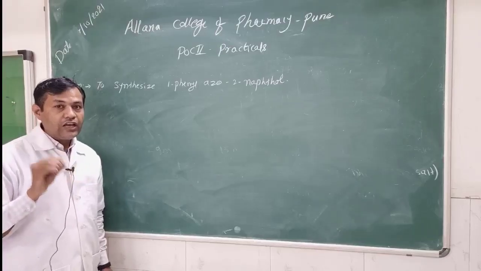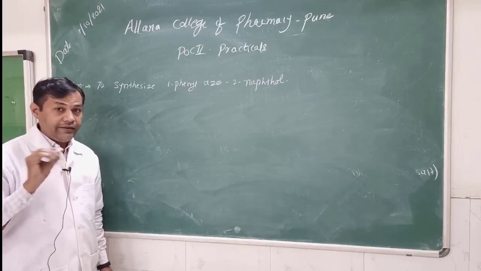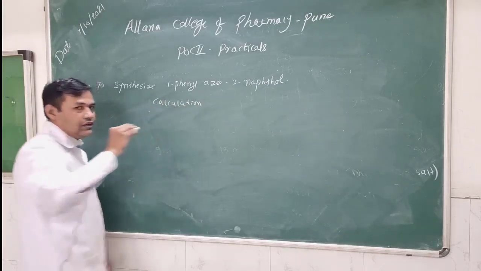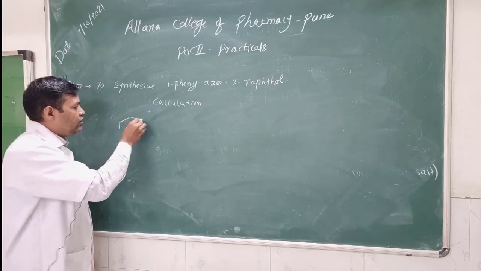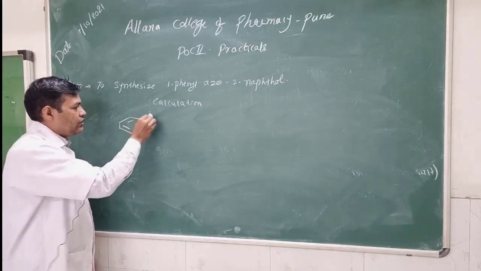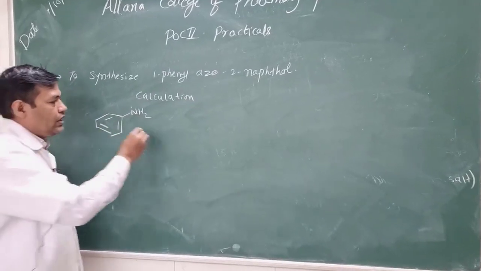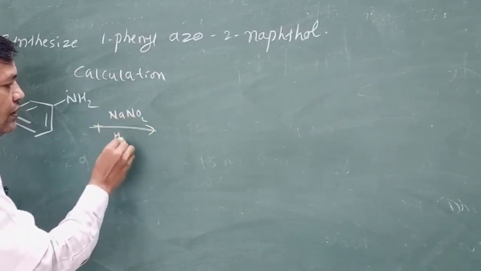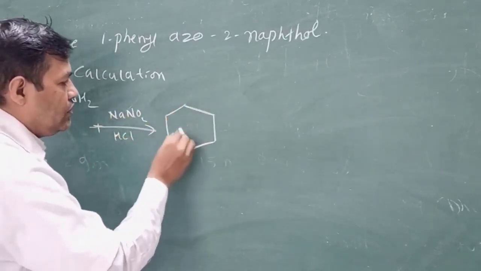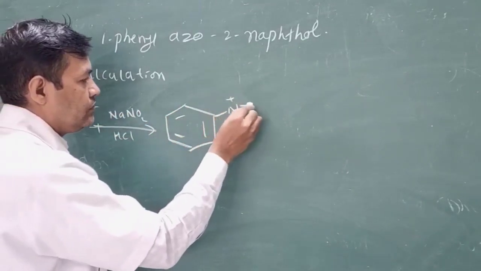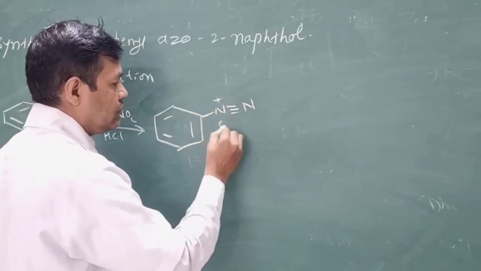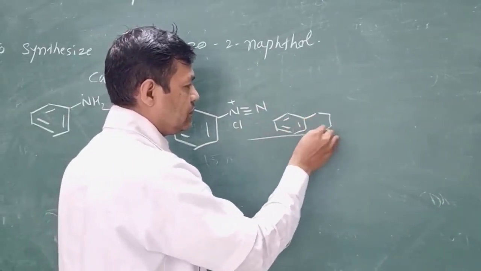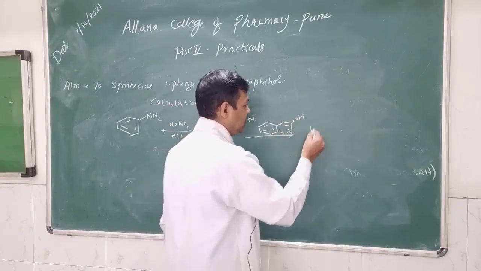Now let us see the calculation part, that is finding out the theoretical yield. Okay, so calculation of this experiment, of this synthesis. So if you see, this is the reaction. For any calculation of any synthesis, here the reaction is very important. So we used aniline, and here we diazotized it, NaNO2, HCl. We formed diazonium salt, and then we added beta-naphthol, and we got the final product.